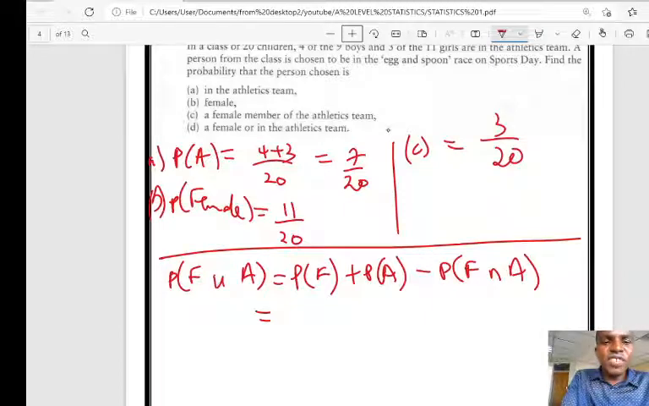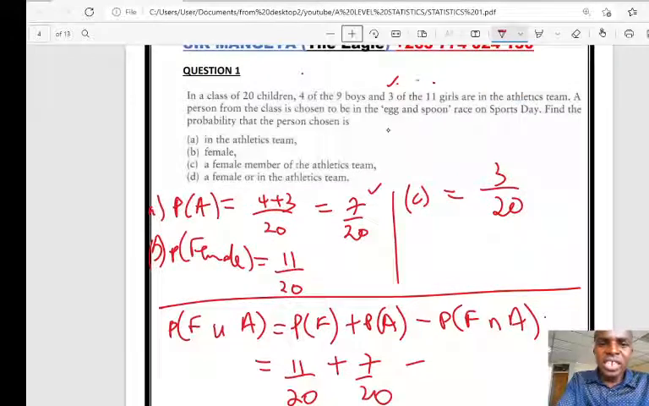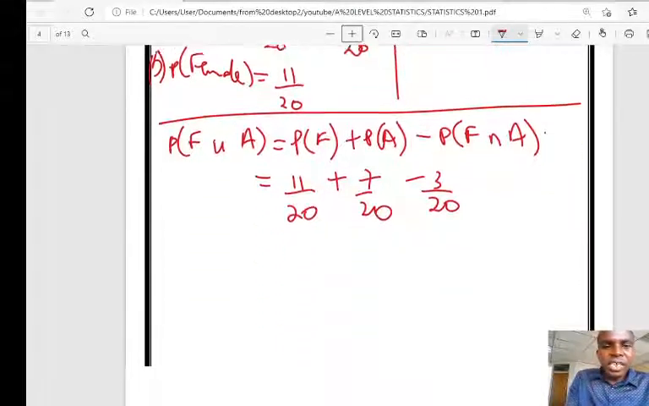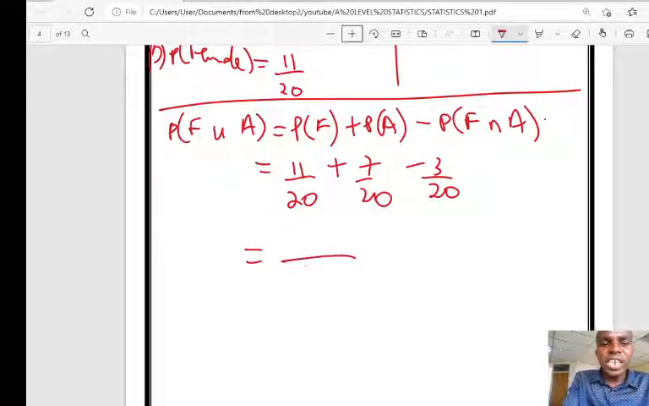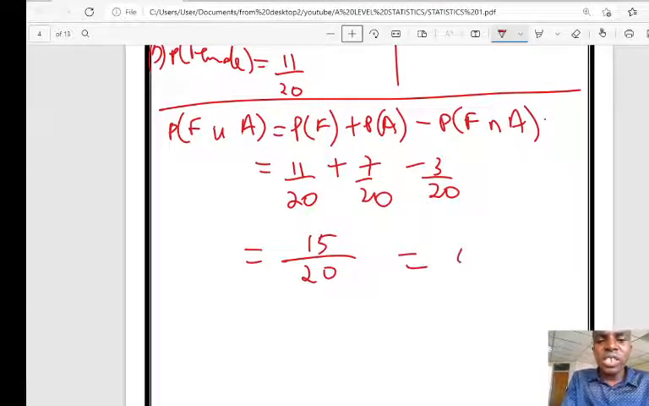Right, first part, probability of female is 11 over 20, plus probability of athletics team, which you found in part A, is 7 over 20, minus probability of a female in the athletics team. You found it here: 3 girls in the athletics team is 3 over 20. Like this. Then we can put everything over 20: 11 plus 7 minus 3. 11 plus 7 is 18. 18 minus 3 is 15. Which is 3/4 or 0.75. Then we can say done.